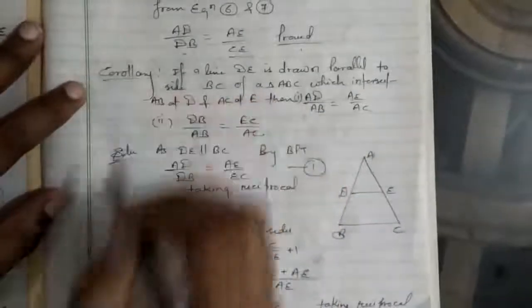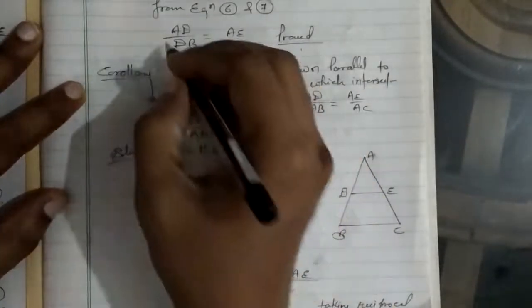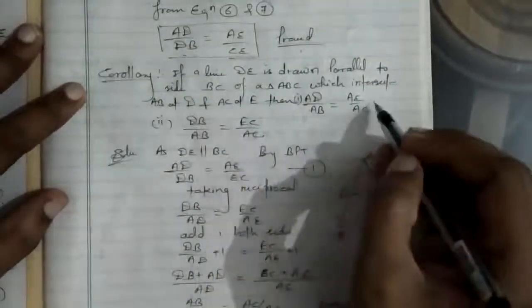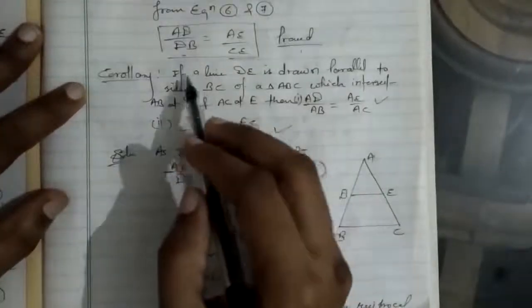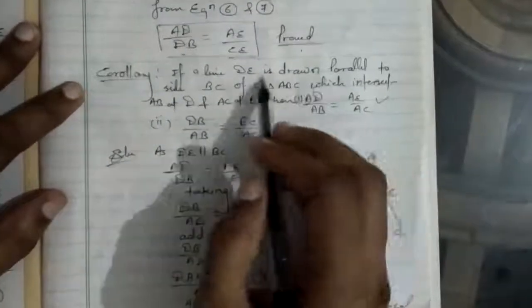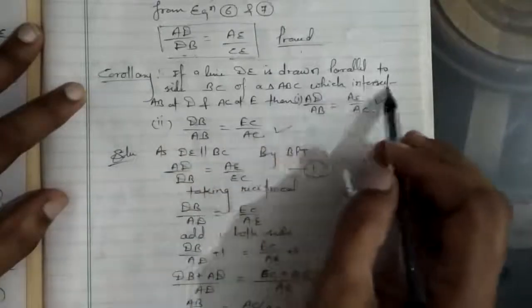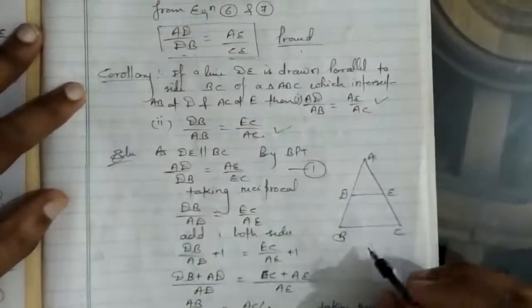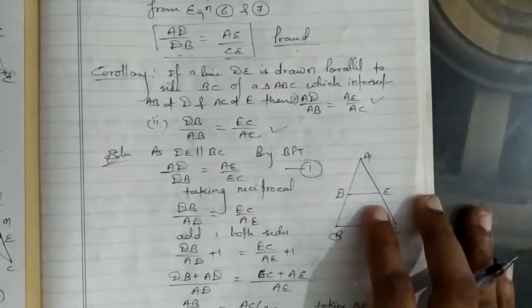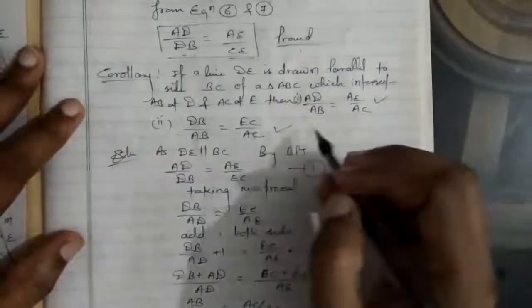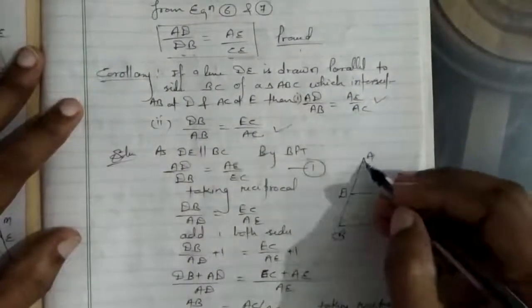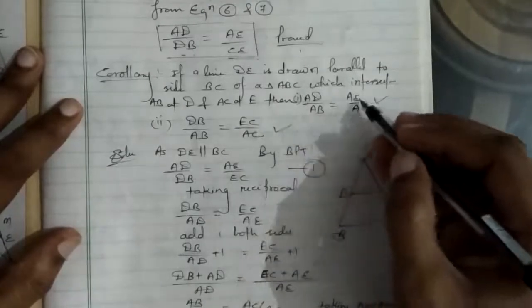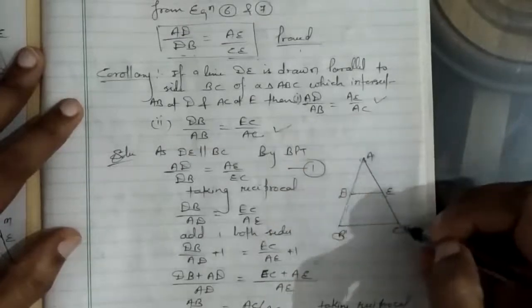Corollary means a further result in the BPT theorem. If only BPT comes in the exam, you solve till here. If the question is asking you to prove this and this, then you will move further. The corollary says that if a line DE is drawn parallel to side BC of triangle ABC which intersects AB at D and AC at E, then AD upon AB equal to AE upon AC. Same figure of BPT I have drawn here, only the construction we have not done here. We have to prove AD upon AB equals AE upon AC. This we have to prove.